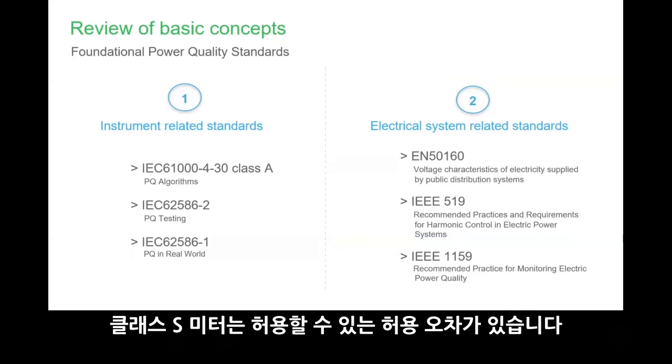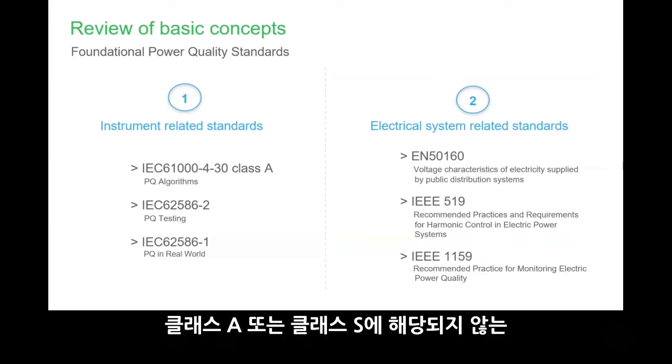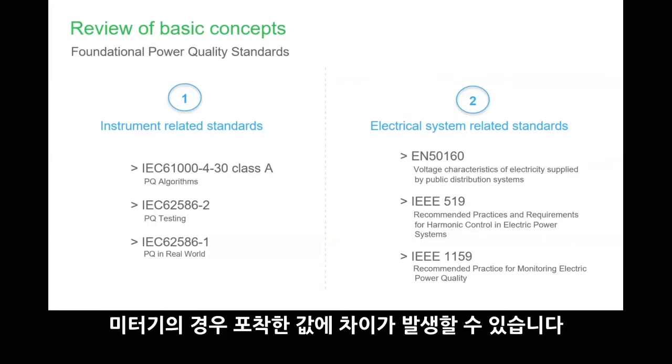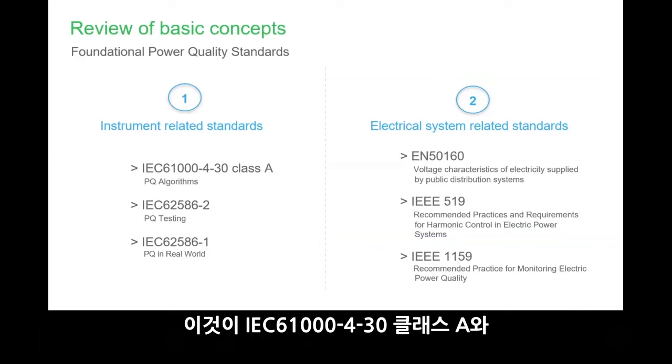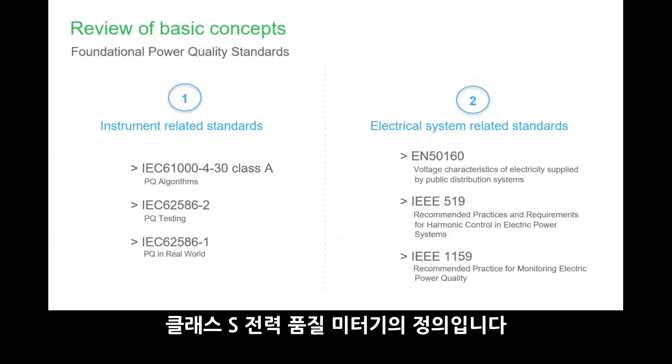Okay, for a class S meter, there is a tolerance allowable. Any meter that is not under class A or class S, with the values that they capture, there is a discrepancy. Chances are that. All right, so that is the definition of the IEC 61000-4-30 class A and class S power quality meter.